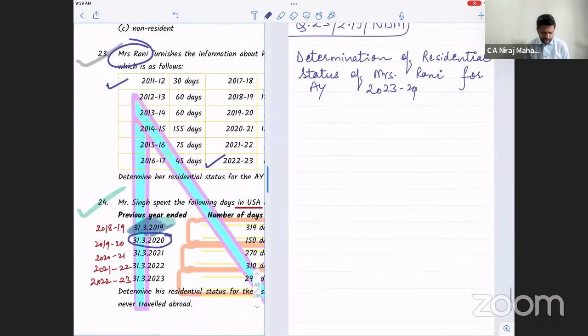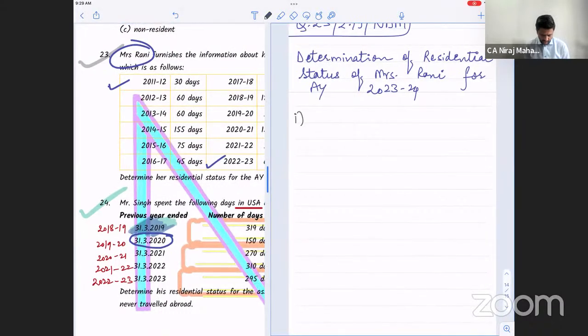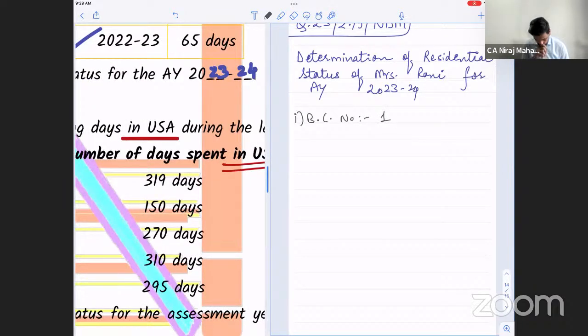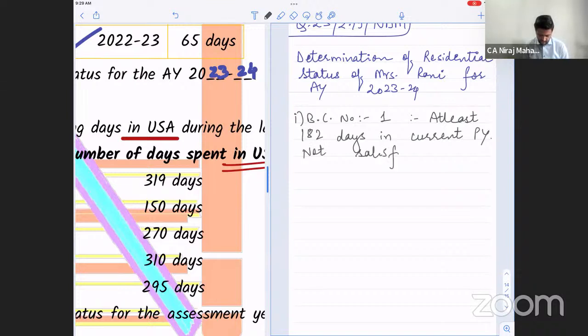What do we write? Now the days are given to us, so we will not repeat it. First one, basic condition number 1. Check in the current year, how many days? 65 days. What does it say? At least 182 days. Yes or no, all of you? In current PY. Full stop. Satisfied or not satisfied? Not satisfied, since she stays for how many days? 65 days only.